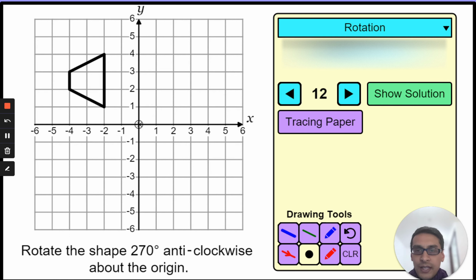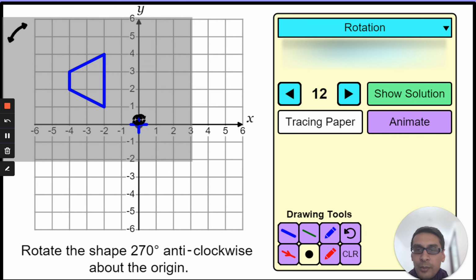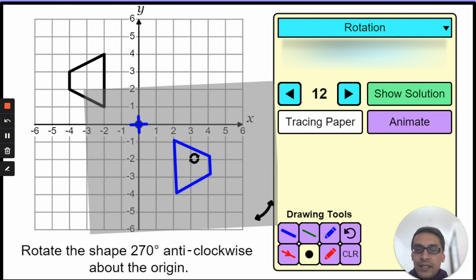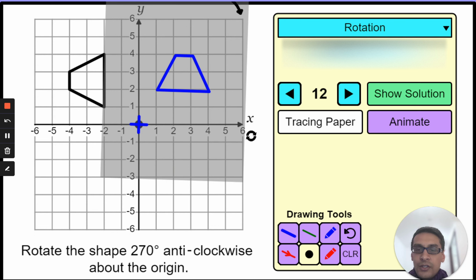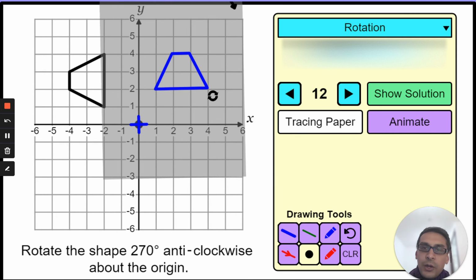So the origin is here. We're going to put the tracing paper on top, put your pencil tip here, your finger there, and then rotate it anti-clockwise. So this is going to be 90, this is going to be 180, and this is going to be 270. Now the other thing you could have done is 90 degrees clockwise, which would have been the same answer. So there's your answer.